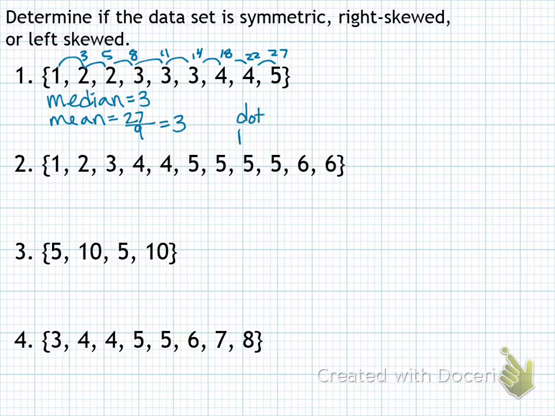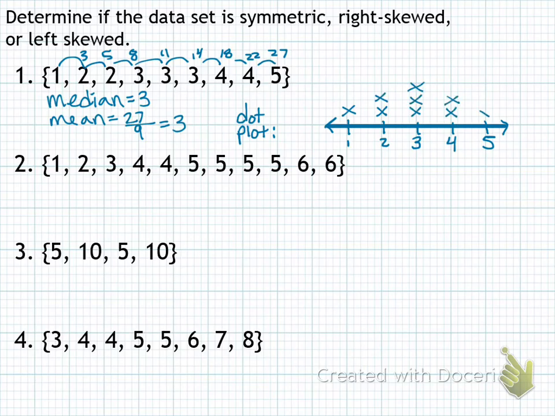We can see that with the dot plot as well. If we want to look at it more visually, we can make a dot plot going from 1 to 5 on our number line, and then marking how many times we see each of these numbers. So there's 1 one, 2 twos, 3 threes, 2 fours, and 1 five. Okay, you can see if I were to split this down the middle, it's symmetric on both sides, right? So it has that kind of a mirror property, like symmetry. So we would say that this one is symmetric.